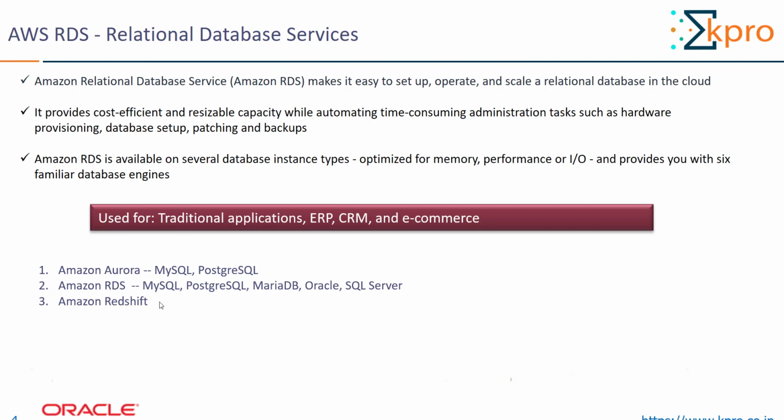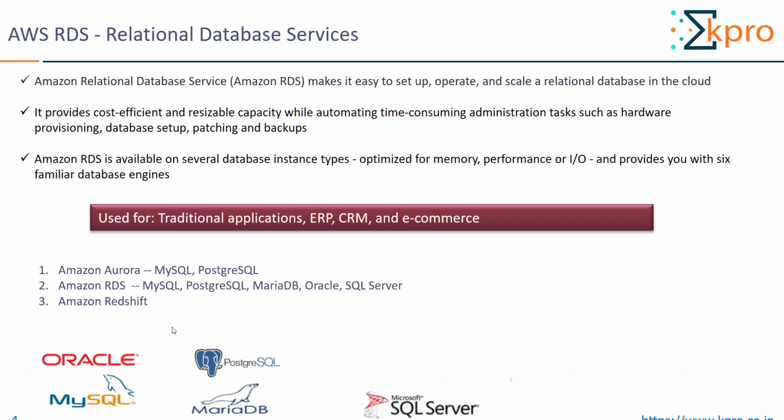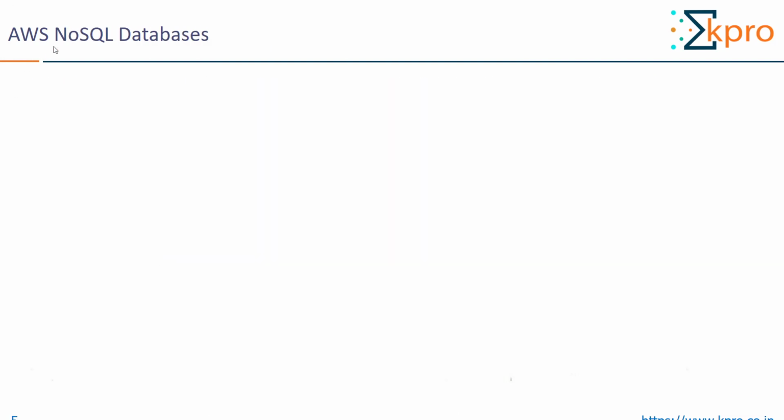Now, what are the databases available? There's Oracle, MySQL, PostgreSQL, MariaDB, SQL Server, and Amazon Aurora DB. All of these belong to the traditional relational database and relational database service category. You can say that. Now, what are the AWS NoSQL databases?